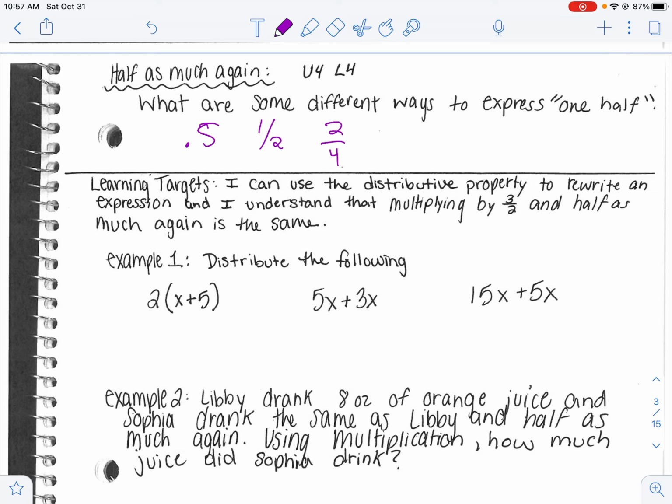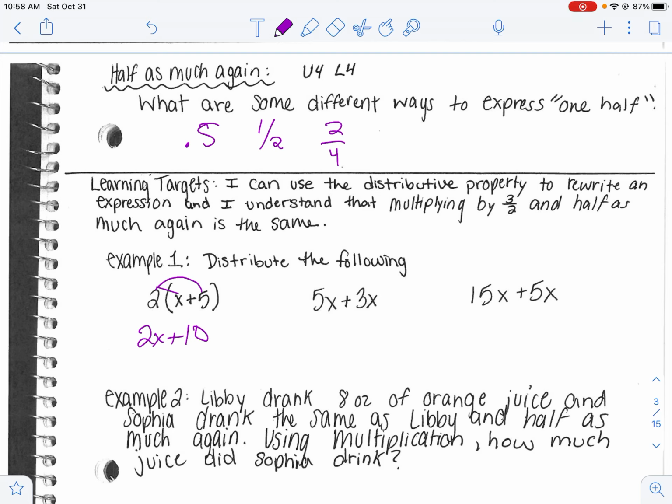So in example 1, distribute the following. In the distributive property, just trying to refresh your memory, you're taking the number that's on the outside and multiplying it by each of the ones on the inside. So 2 times x is 2x, and 2 times 5 is 10. Okay, then you're finished, it's over.